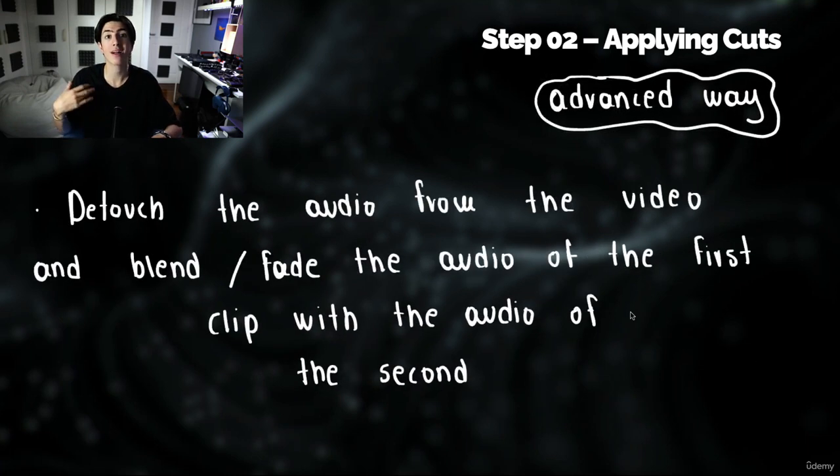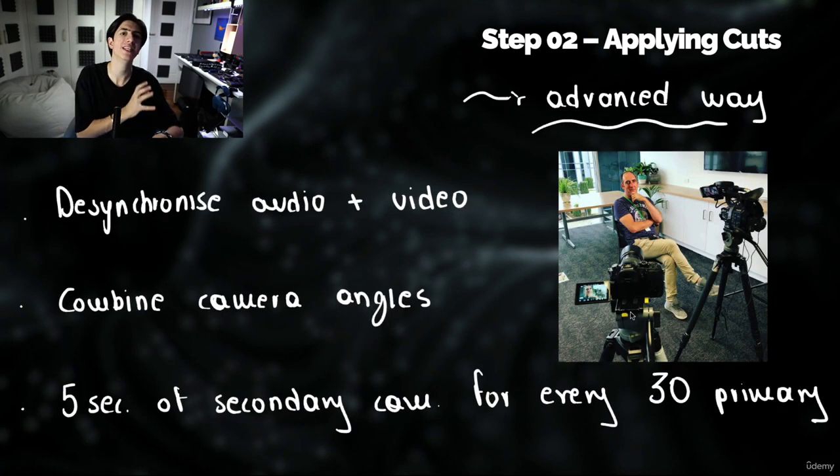This is where the advanced way comes in. During the advanced way, we detach the audio from the video and we fade the audio of the first clip with the audio of the second one. So we apply a different cut to the visual and the auditory parts. In the advanced way, we dig deeper, and pretty much what we do is desynchronize the audio from the video. So we completely bypass the first part of video editing that we discussed, which is to synchronize audio and video.